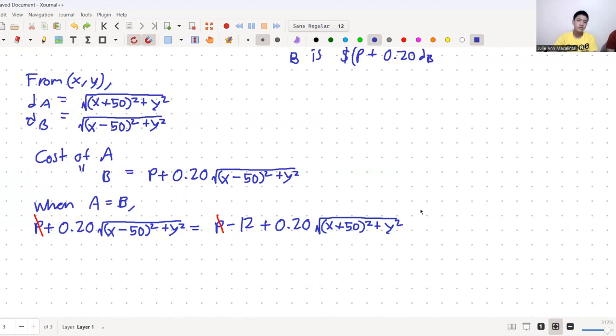Tapos tingnan mo rin, i-figure out mo, saang region mas mura bumili kay B? Saang region mas mura bumili kay A? Okay. So inequality sense. Pag nandito ka, nandito po yung B, tapos nandito po yung A, syempre mas mura po. So there's like some sort of line. Yung curve na yan, yung sa hyperbola, yan yung curve kung saan same price. So it doesn't matter saan ka bibili.